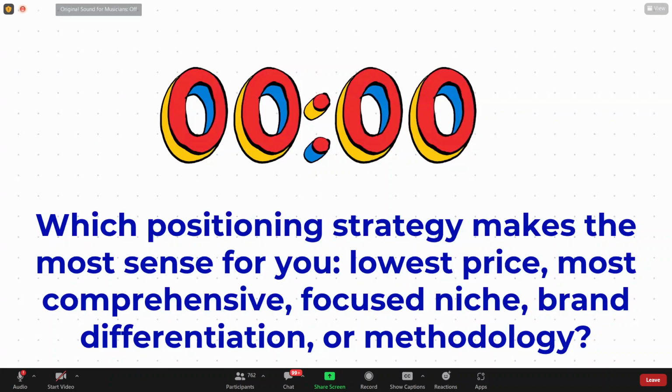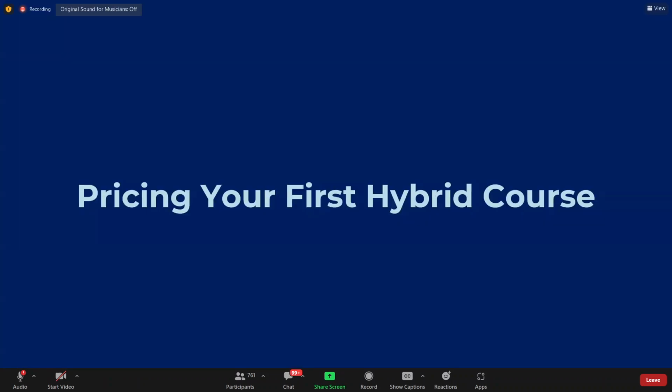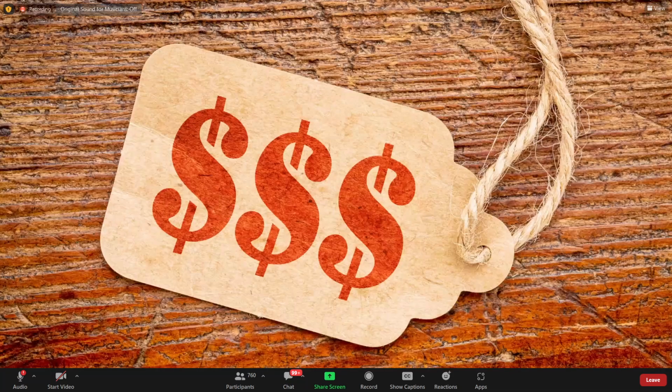Right. So armed with some clarity around how you stand out, we are ready to talk about pricing your first hybrid course. Now, we've already talked a little bit about pricing, and we're going to go deeper now. And the thing about pricing is that you can come at it from two very different directions. And if you don't look at both of those directions, then you're missing something important.